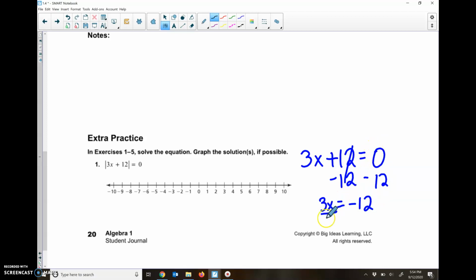0 minus 12 is -12. Divide both sides by 3. -12 divided by 3 is -4. So this is one of those weird ones that only has one answer, and it's because that's a 0. There's no such thing as -0, so we can't set up our equation with 2 problems.